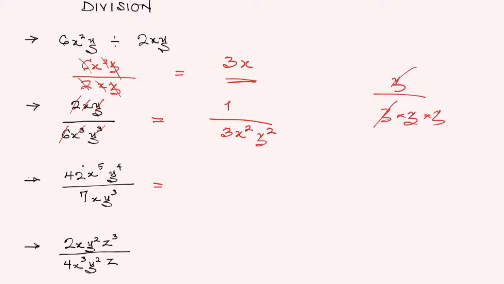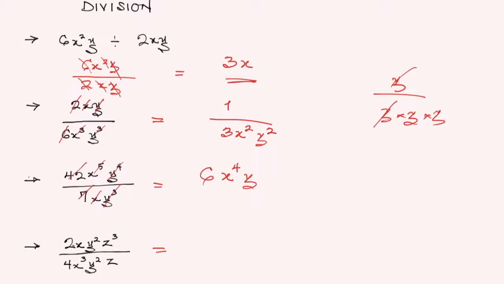Now if we have 42x raised to the power 5 y raised to the power 4 over 7x y raised to the power 3. Now, 42 can be divided by 7 to give 6. Now, x here cancels out one of the x's here to give us x raised to the power 4. And y cubed will cancel out the y's here to give us y.